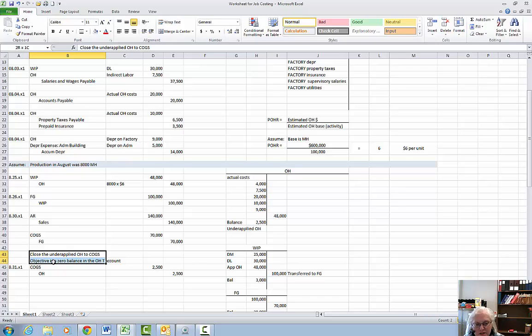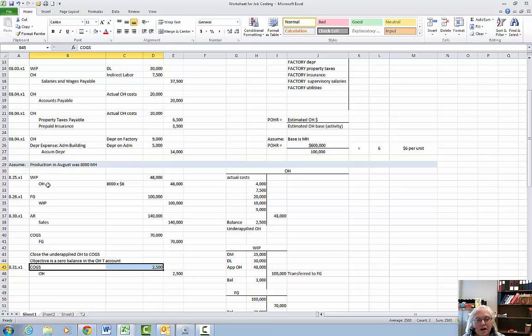The objective is to get a zero balance in the overhead account. So because we have a debit balance in overhead, I need to credit overhead. So that tells me I'm going to debit cost of goods sold. So guess what? Cost of goods sold has a debit balance normally. So the overhead account is going to increase my cost of goods sold, which will decrease the gross profit or net income for the company as a whole. So keep that in mind.